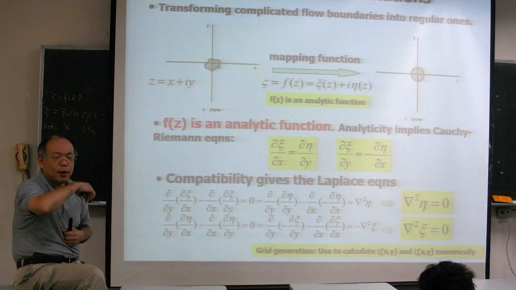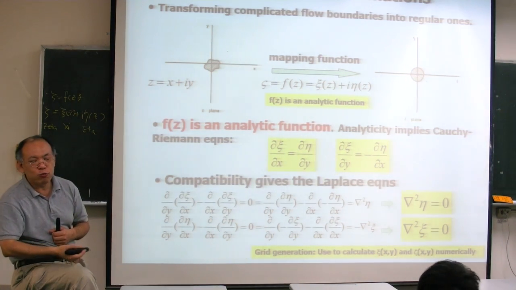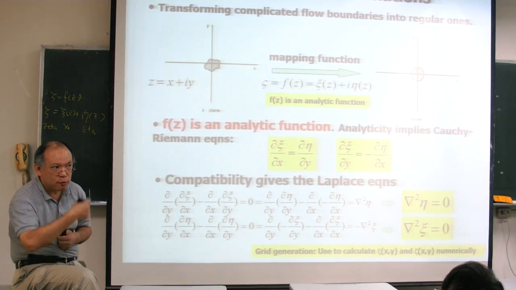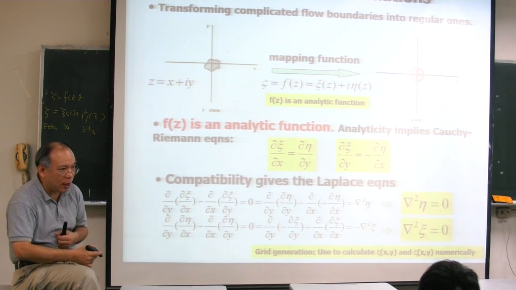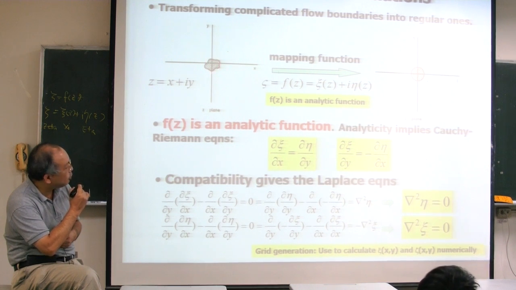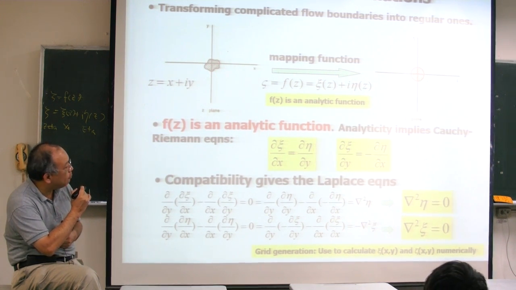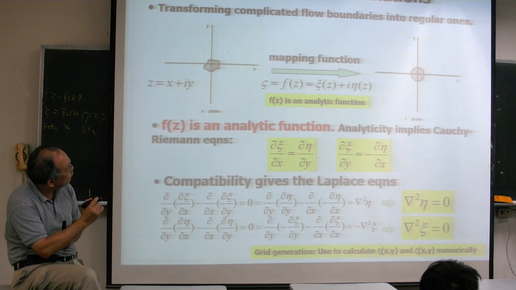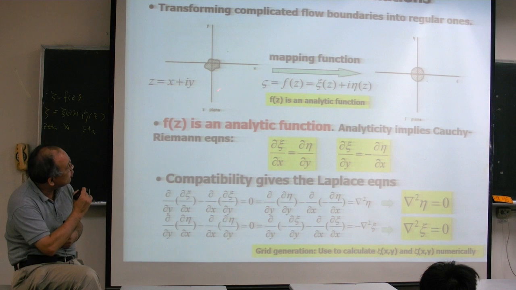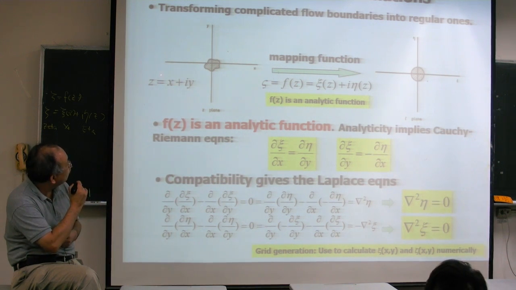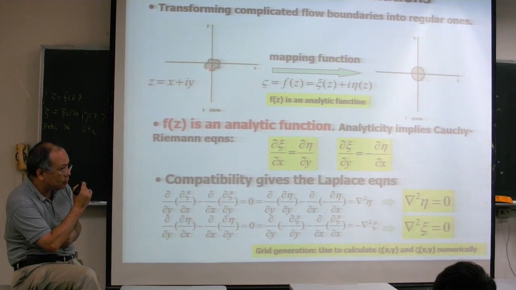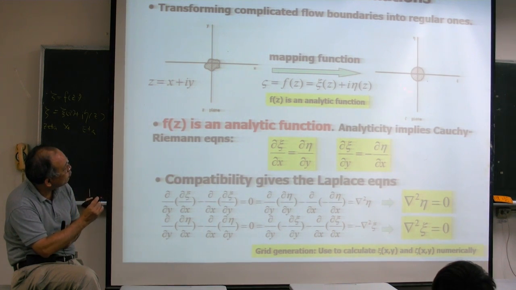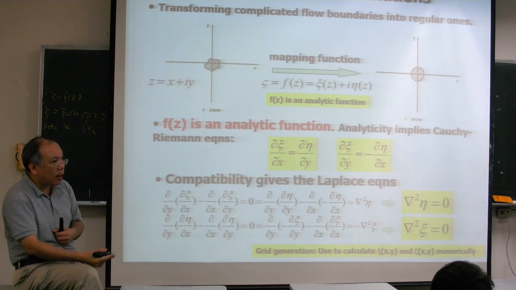So here is another mathematics, 另外一个数学, called conformal mapping. Through this mathematics, we can take a more complicated geometry and map it, through this mapping function, into a very simple geometry. So the flow over a very complicated geometry can be mapped into flow over a simple object.